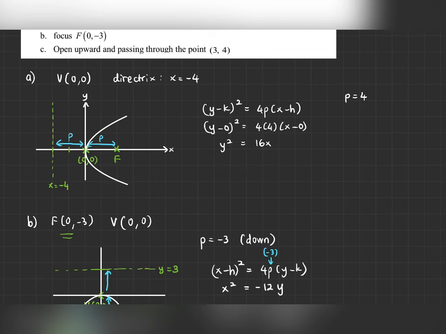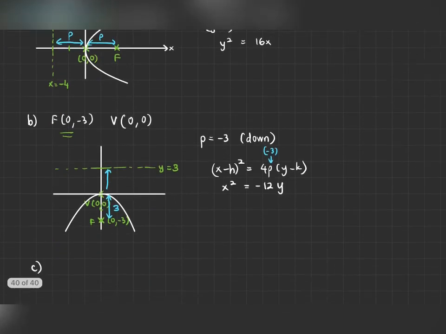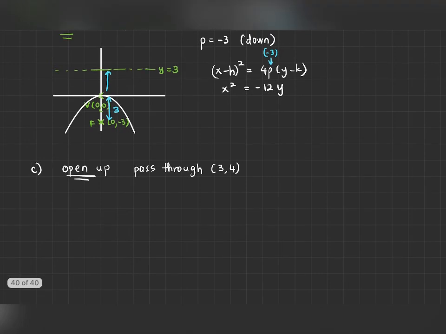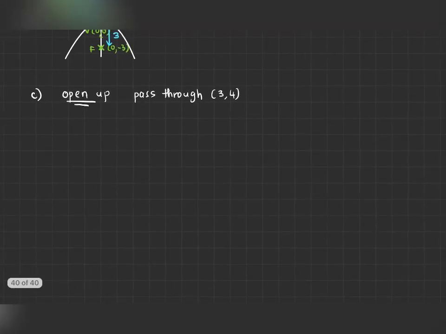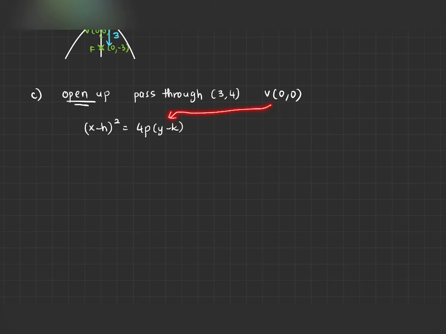So, open upward and passing through 3, 4. Open up maksudnya dia adalah bentuk kuadratik yang kita gunakan x minus h square. So that is the first clue. So x minus h square equals to 4p y minus k. So we have a vertex is at 0, 0. So kita akan gunakan 0, 0 ini masukkan dalam equation, dan 3, 4 ni kita akan gantikan dekat y dan juga x. So from there kita akan dapatkan value of p.